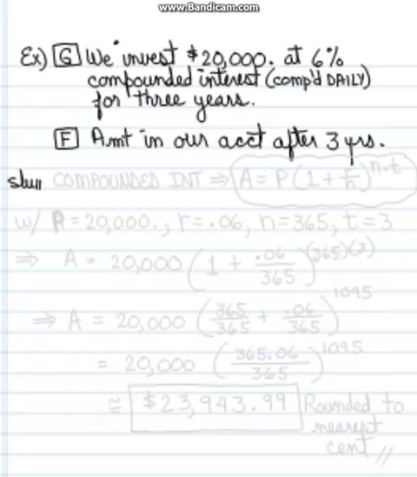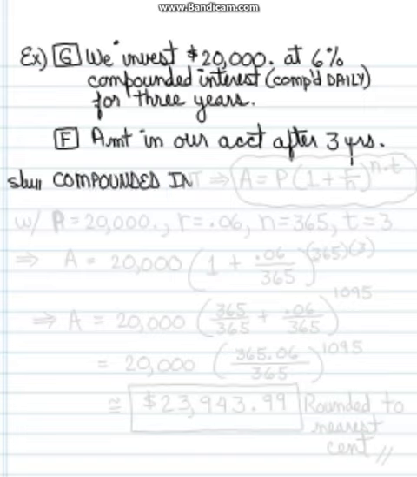There are so many applications to exponential functions. In this example, we're going to invest $20,000 at 6% compounded interest, and it's compounded daily for 3 years. And they want us to find the amount in our account after 3 years. So it gave us clear information that this was a compounded interest problem. So we have to use the appropriate formula for compounded interest.